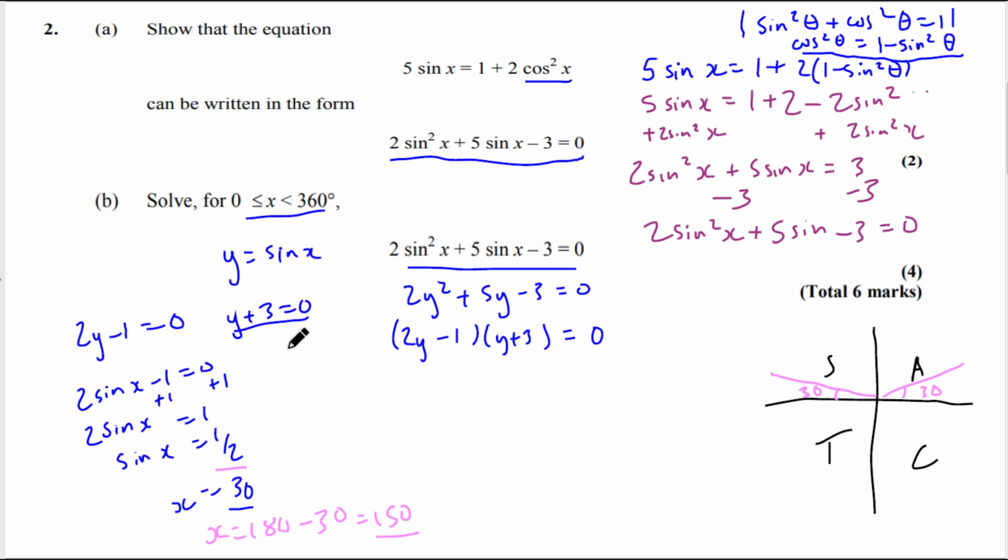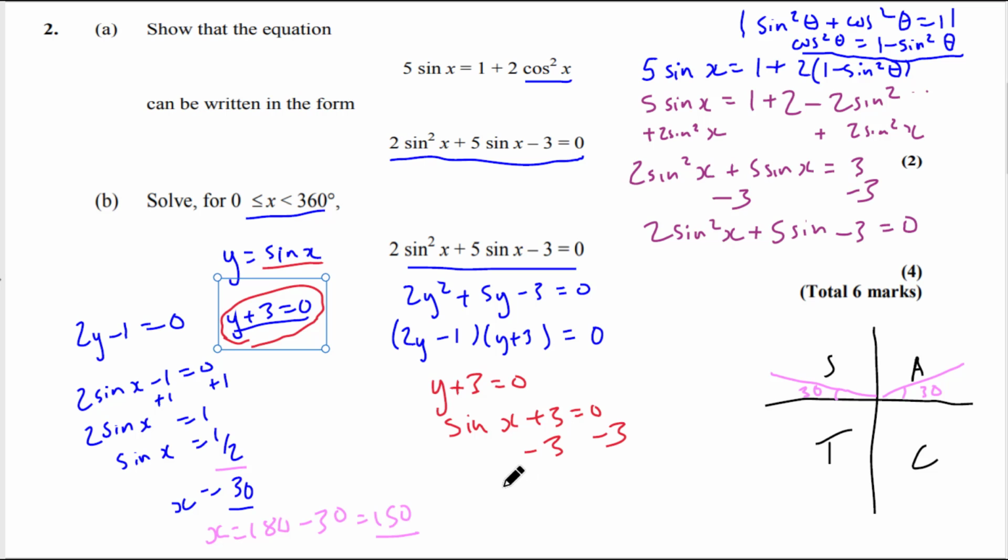Now let's work on this y plus 3 equals 0. So we've got y plus 3 equals 0. Now when you get good at this, you don't need to do all this. So we know y equals sine x from before. So we get sine x plus 3 equals 0. Now let's get into good habits. That's minus 3, and sine x equals minus 3.